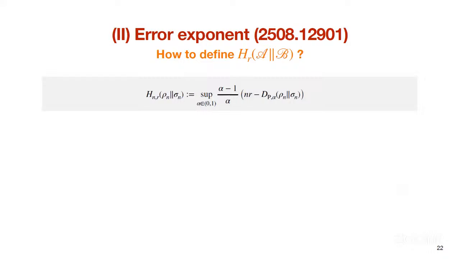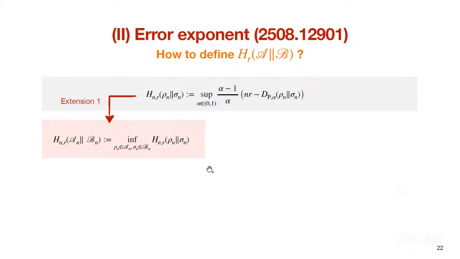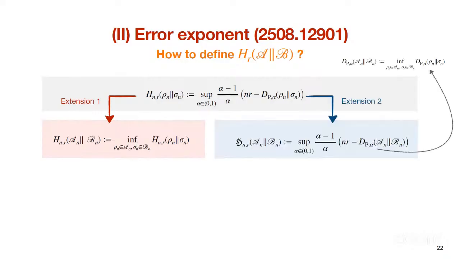So this is the Hoeffding divergence. At least we have two approaches for doing the extension. The first one is to regard the divergence as a black box, as a divergence. Then we extend it by simply taking the infimum over all the possible choices of the states from the set. So if you think of divergence as a distance, this will be the distance between the two sets. Right? This is a very natural extension. But the other extension is that we make explicit the expression of the Hoeffding divergence.